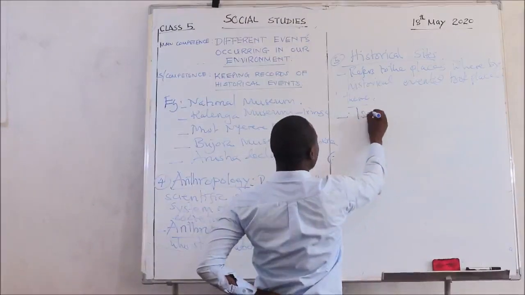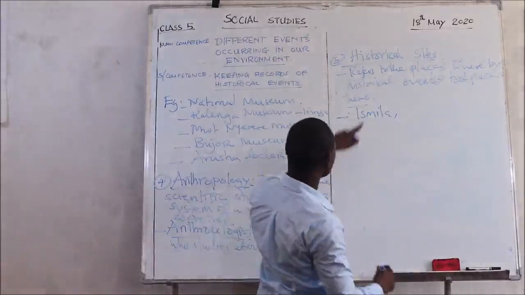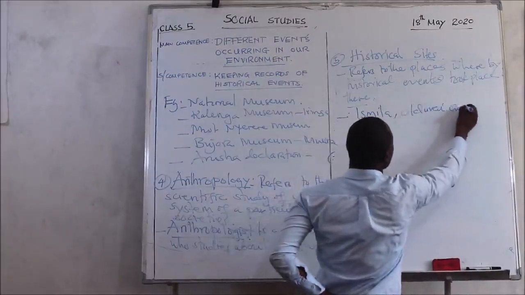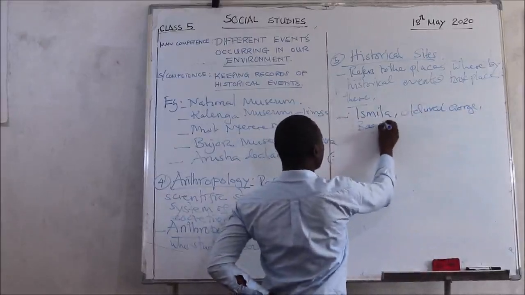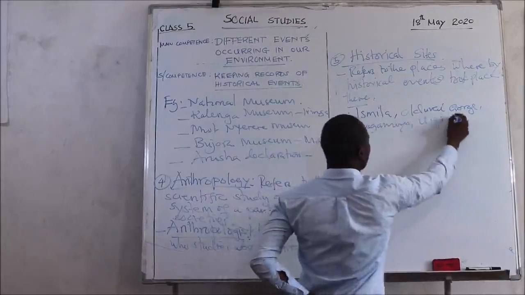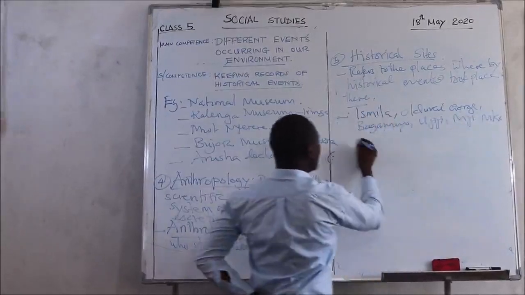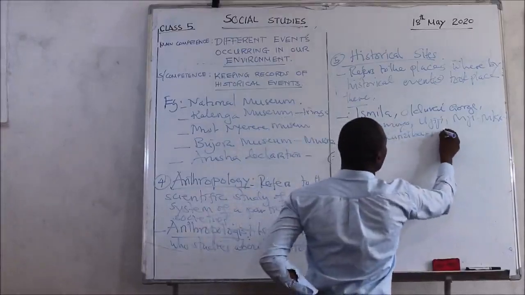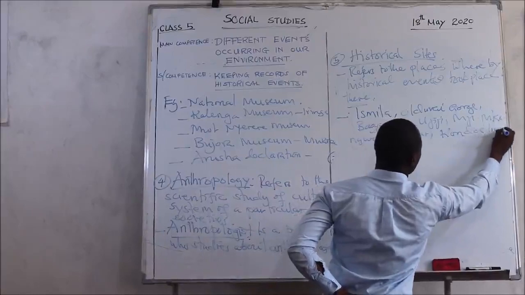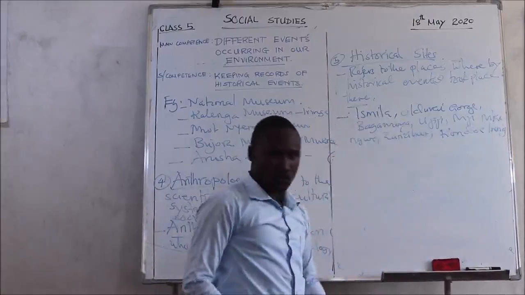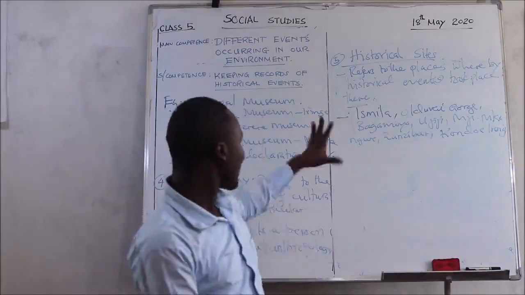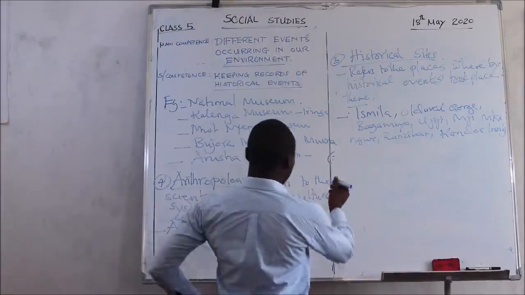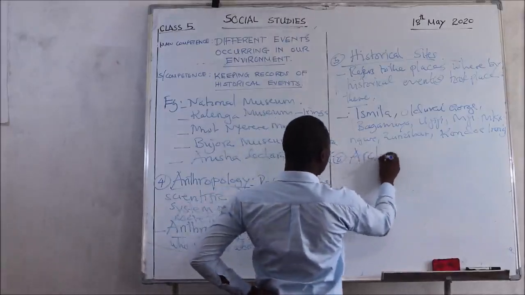Number one, it is Isimila. Examples of historical sites: Isimila, and we have Olduvai Gorge, Bagamoyo, Mji Mkongwe in Zanzibar, Kondoa Irangi, and the others. So these are some of the examples of historical sites. Someone can go to those areas or visit those areas and learn more about the past historical events.